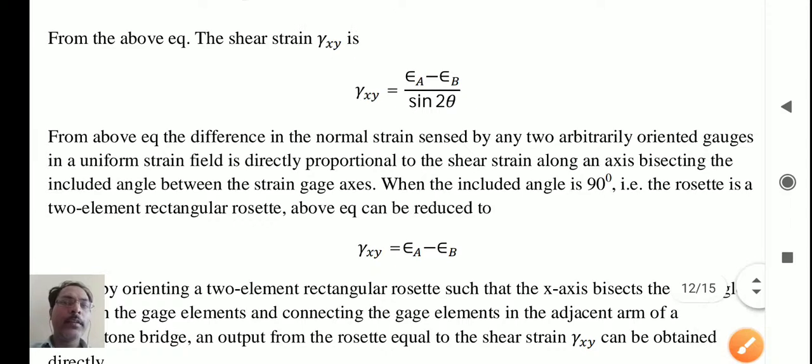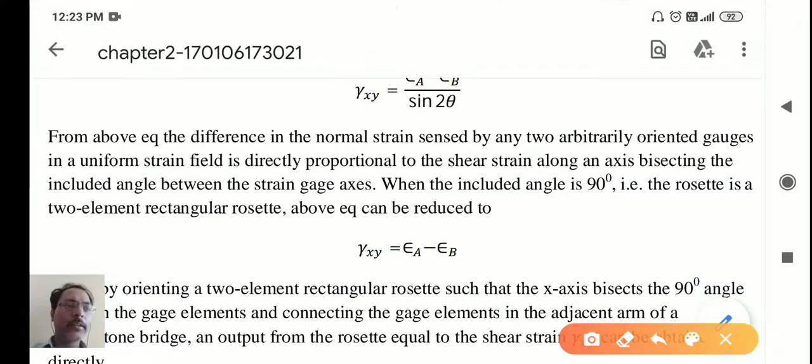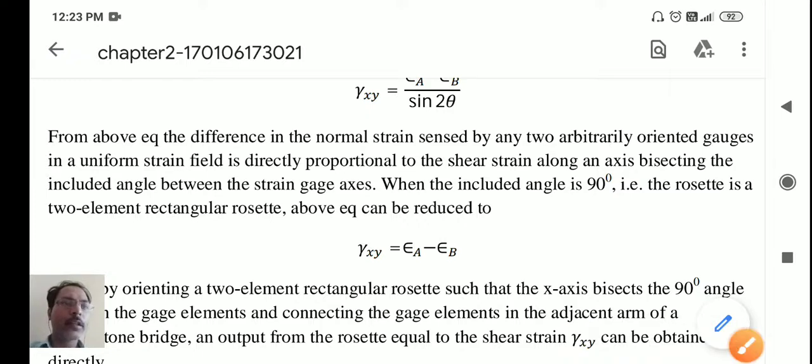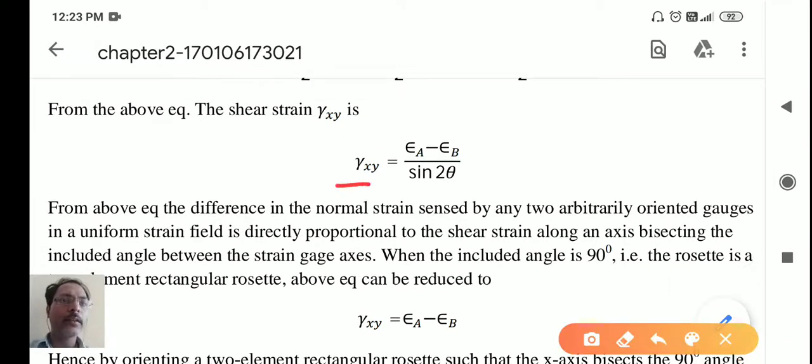So from the above equation, the difference in normal strain sensed by any two arbitrarily oriented gauges in a uniform strain field is directly proportional to the shear strain along an axis bisecting the included angle between the strain gauge axes. Here gamma xy is equal to (epsilon A minus epsilon B) divided by sin 2 theta. So this difference means gamma xy is directly proportional to the shear strain.